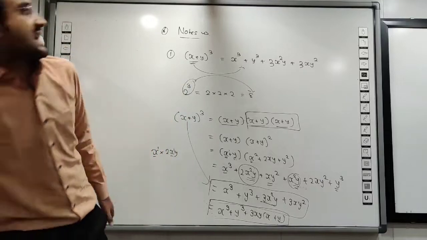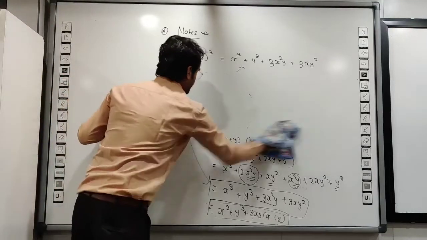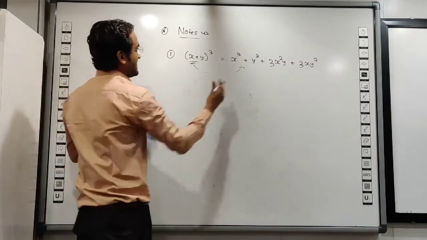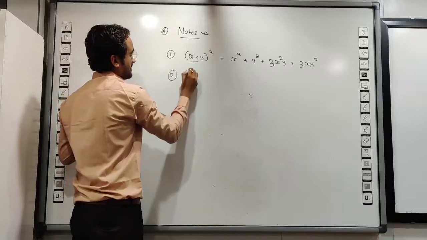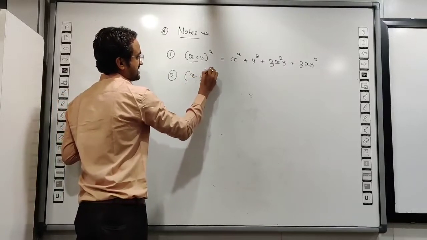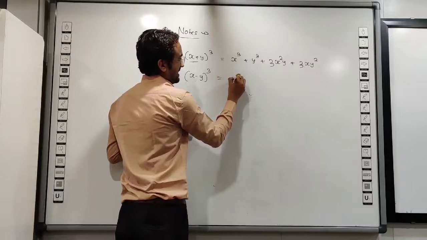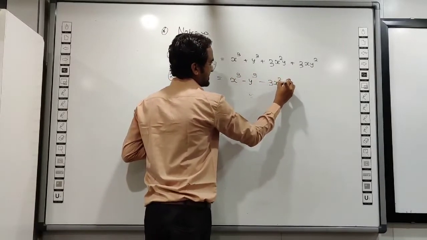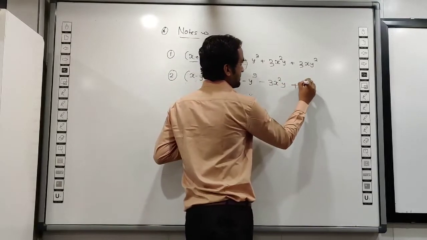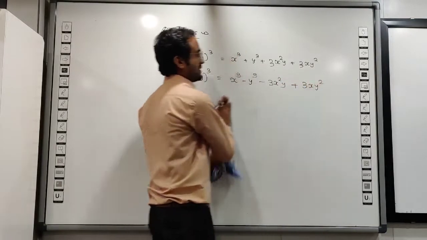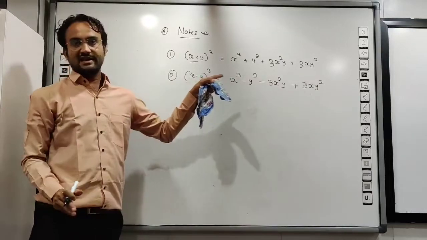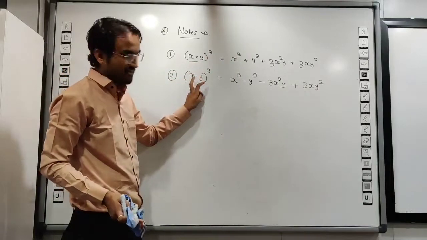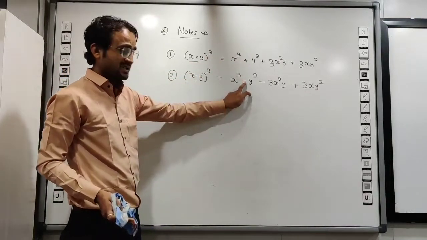Now, the second identity. If the minus is given, x minus y whole cube, then what to do? The answer is x cube minus y cube minus 3x square y plus 3xy square. This is another identity. These two are the same. What is the difference here? If minus is there in the question, you need to put minus here.